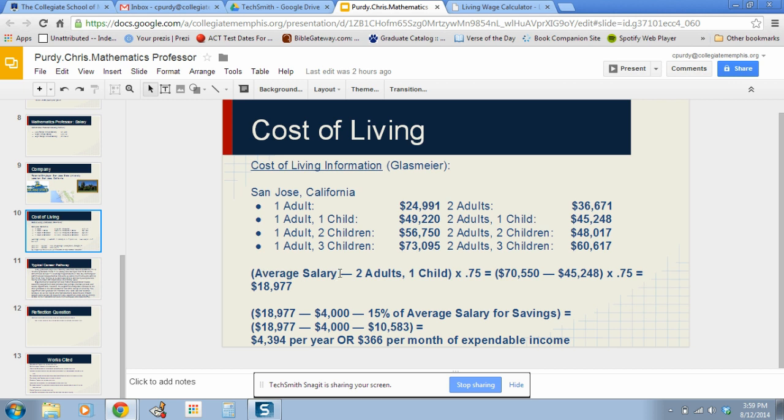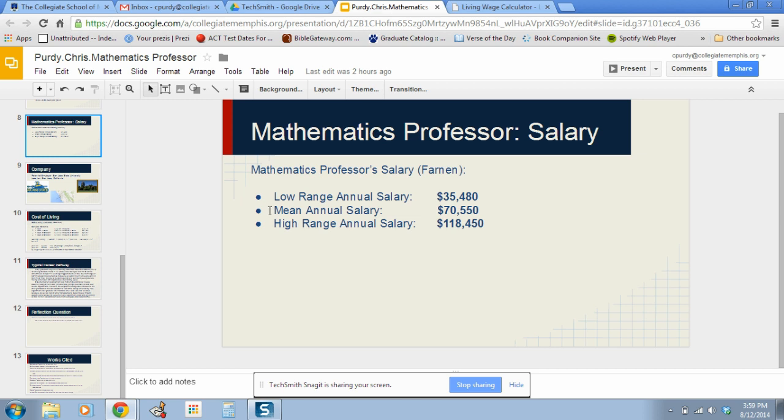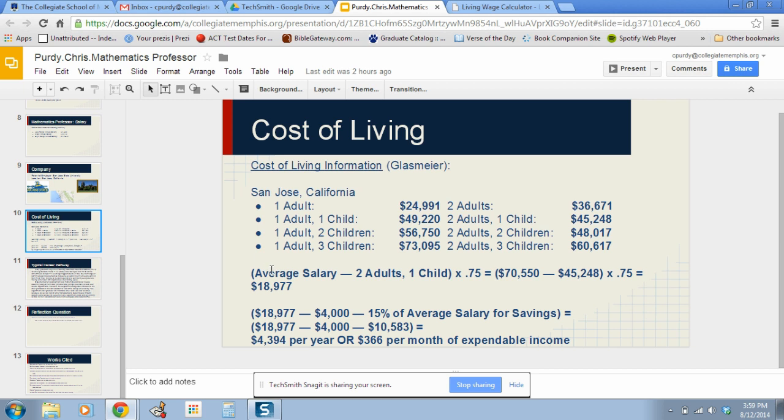What you will need to do first off is take the average salary from slide number 8. That is the one in the middle. The middle number right here is $70,550 in my case. What we're going to do is take that number and figure out how much of that money you will have left over as expendable income for each month.